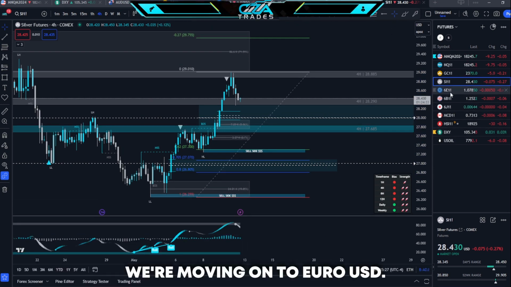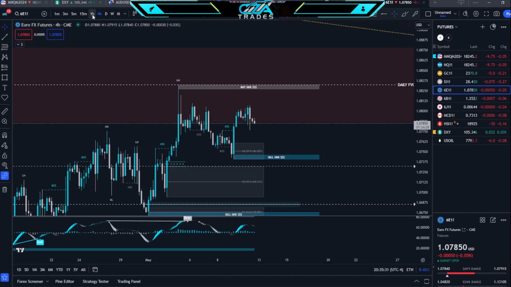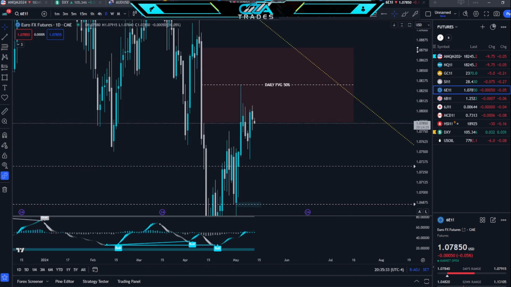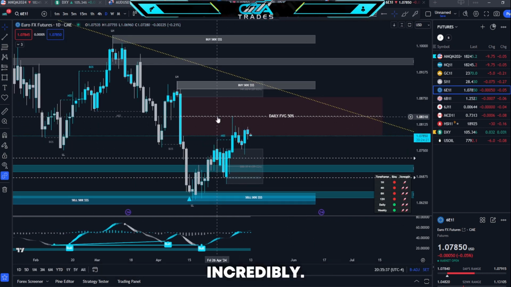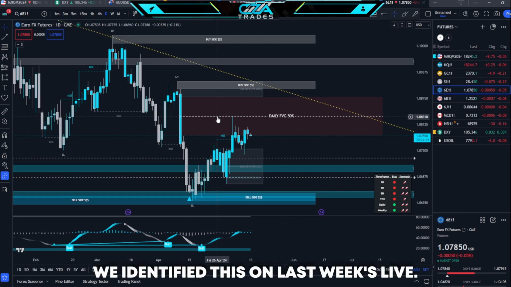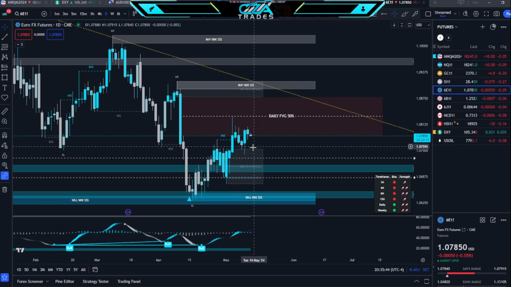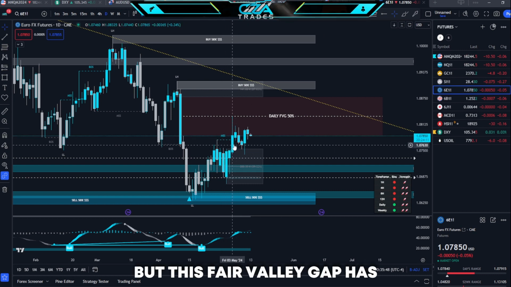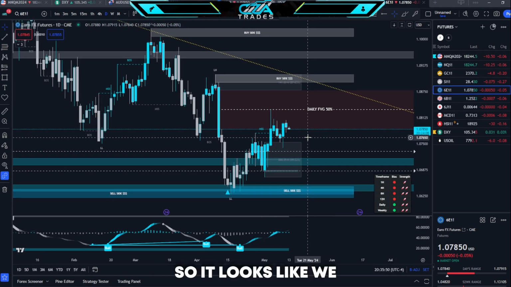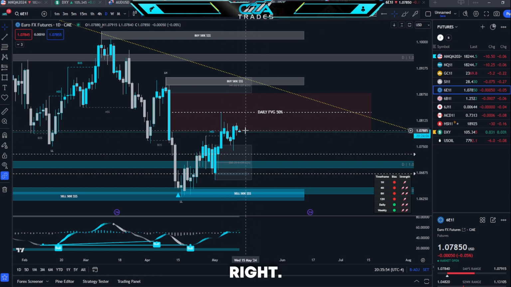We're moving on to Euro USD. Euro USD, what'd you do? Euro USD respected this fair value gap incredibly. We identified this on last week's live. Euro USD wicked into it and got rejected off completely. We have a market structure shift here to the upside, but this fair value gap has been tapped into and mitigated. So it looks like we might be changing our bias, right, to bearish.